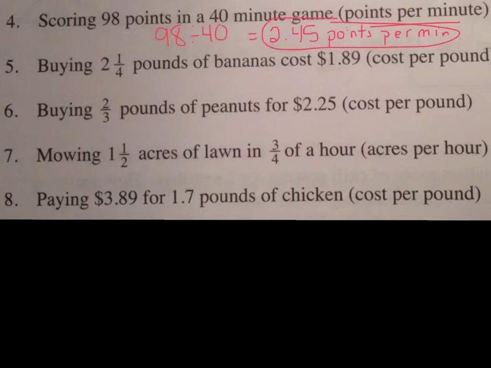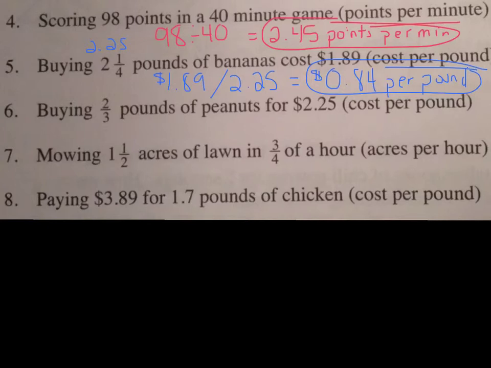All right, let's try the next one here. I see that I can buy 2 1/4 pounds of bananas for $1.89, and I'm looking for my cost per pound. I like to turn fractions into decimals when I can, because personally I think they're nicer to work with. So 2 1/4 is the same as 2.25, and I'm looking for the cost per pound, so it's going to be the cost divided by the weight. So when I do $1.89 divided by 2.25 pounds, I figure out that it is going to cost me 84 cents per pound of bananas.